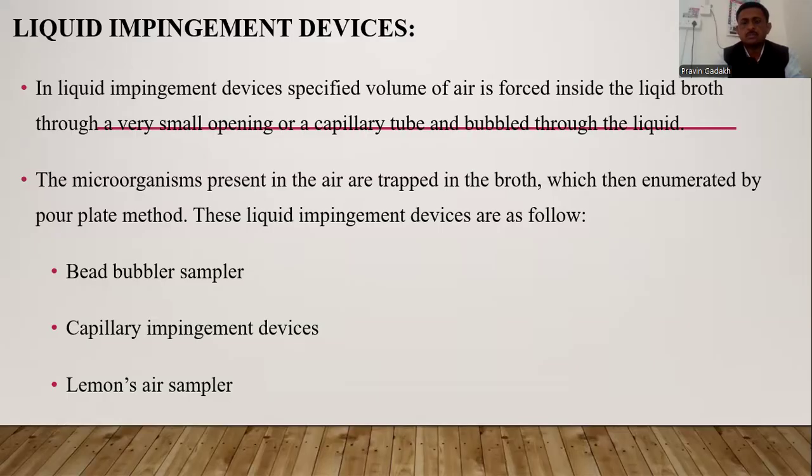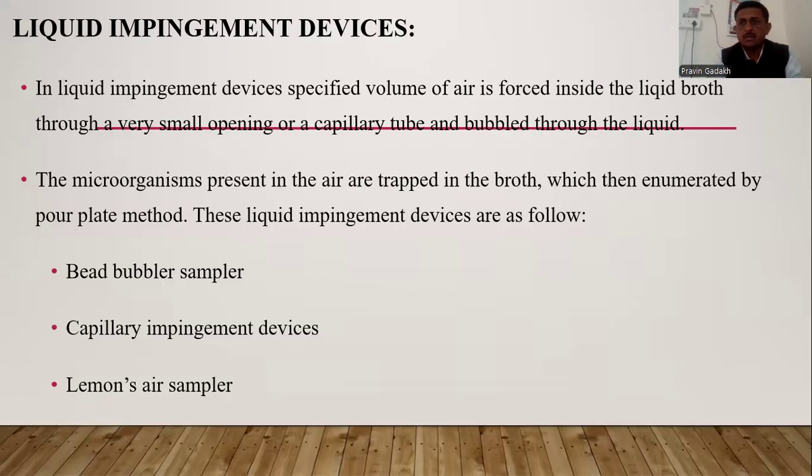Hello, dear students. In the last lecture, we discussed the solid impingement devices for the sampling of air, and we discussed different types of air sampling devices with respect to solid impingement devices. Now, in this lecture, we'll discuss the liquid impingement devices, and here we also have to discuss different types of impingement devices with respect to liquid media.